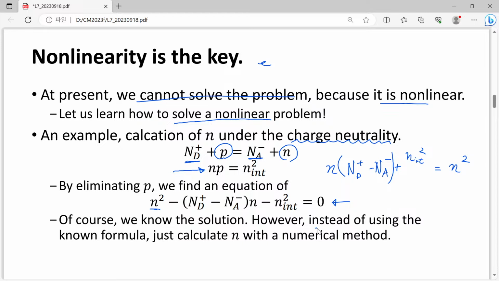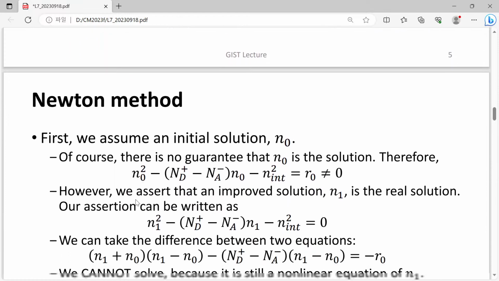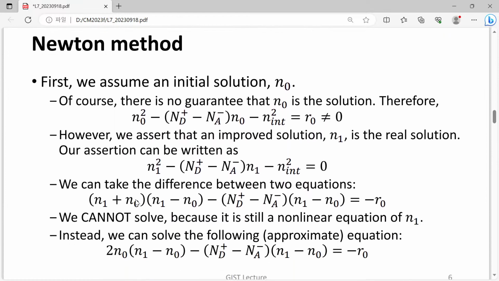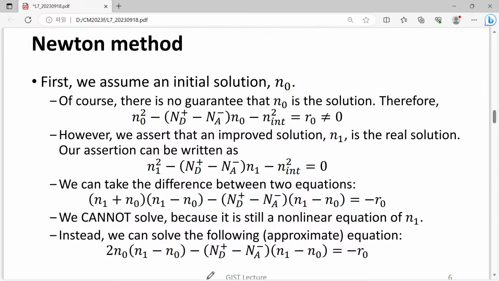However, instead of using the known formula, just calculate n with a numerical method. So that is our goal. We can easily introduce more and more complicated equations than this simple equation. But if we have a general approach to solve this equation, then we can apply it to even more difficult equations. So this is the Newton method. I will try to explain it step by step.